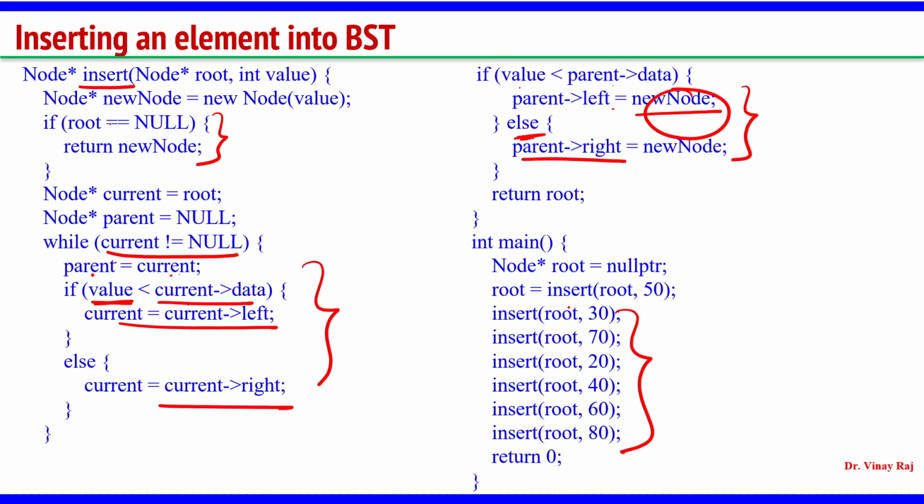How to create a new node? This one line is enough. Node star new node equal to new node value. Okay, so this will create the new node, and accordingly we are writing the logic here.